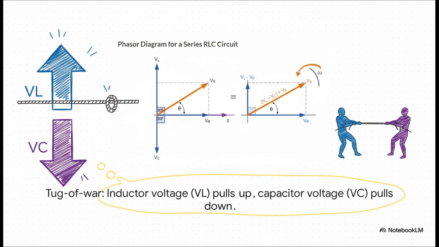This diagram just shows that battle perfectly. The inductor's effect, VL, is pulling the voltage straight up. Meanwhile, the capacitor's effect, VC, is pulling it straight down. They are in direct opposition, a full 180 degrees apart, pulling in completely opposite directions.